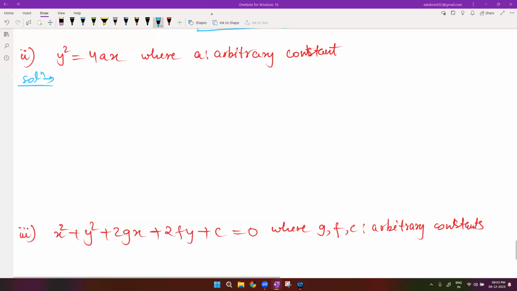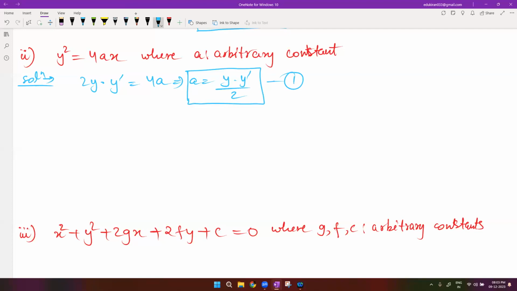Yes, it didn't work out. Differentiate this one time. 2y into y dash, and this will be 4a, right? So you get the value of a, no? What is the value of a? You directly get the value of a. If you take 4 to that side, the value of a will be y into y dash upon 2. That's it, a is eliminated.